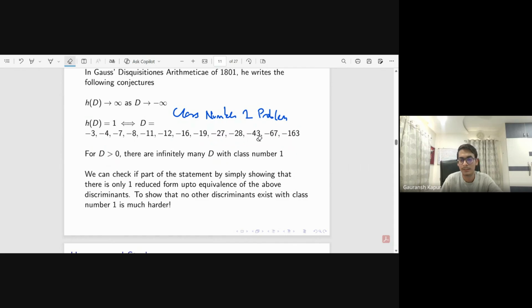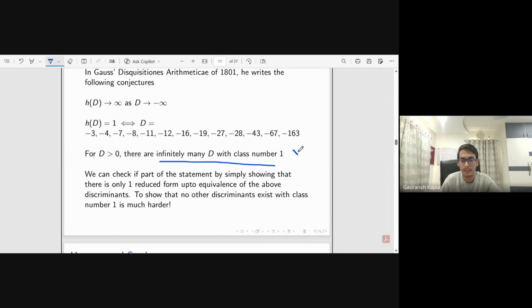And he also conjectured that if D is bigger than 0, then there are infinitely many D with class number 1. This is still open. Nobody knows whether this is true or not. The first statement is proven. And for the second statement, you can check the only if part.